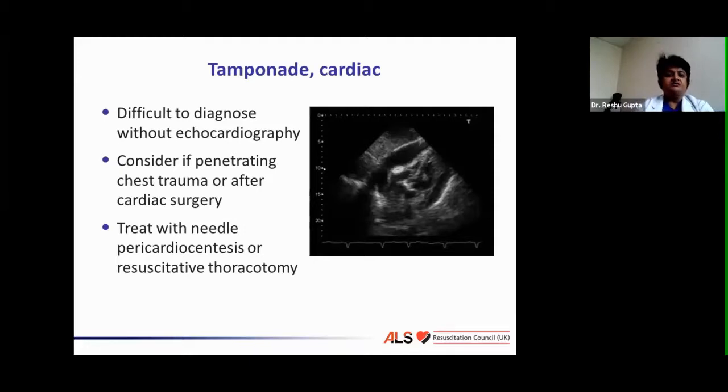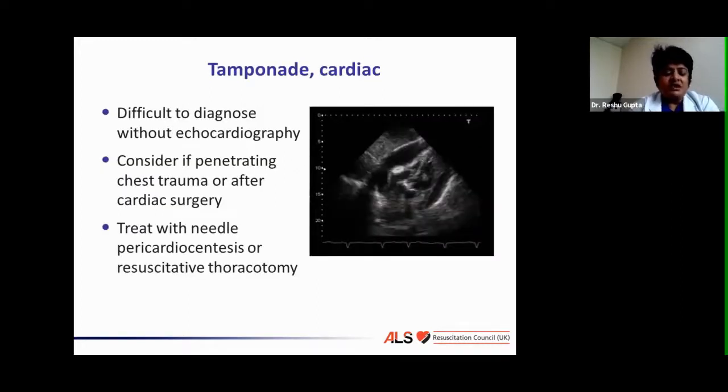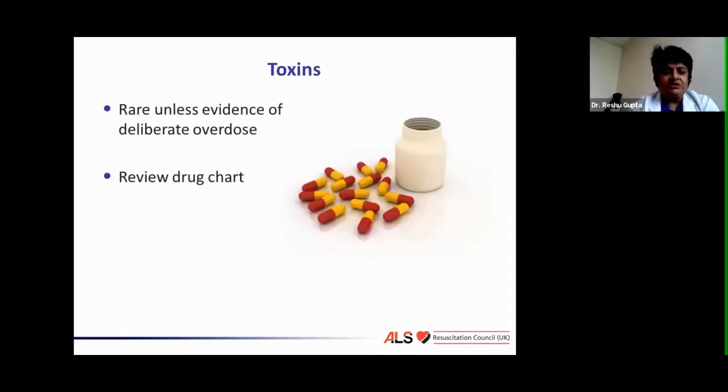Tamponade is difficult to diagnose without echo, but at bedside, if there is a high suspicion for tamponade, you may just put your ultrasound probe and check. So to treat, we need to decompress. We need to do needle pericardiocentesis or resuscitative thoracotomy. So we have to immediately involve the cardiologist or the cardiothoracic surgeons.